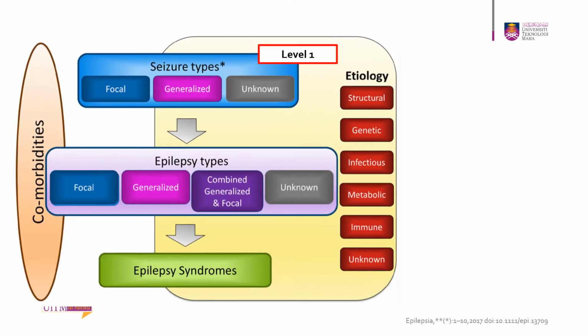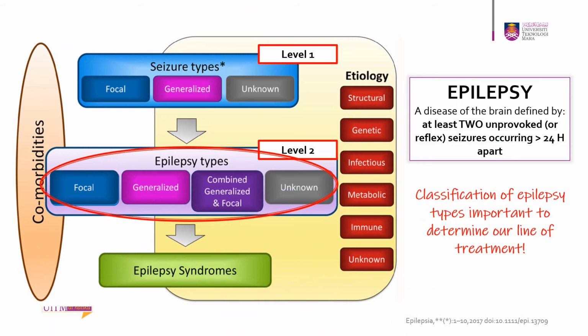Coming back to the framework by ILAE, Level 2 is epilepsy types. Classification of epilepsy type is important to determine our line of treatment. It can be categorized into 4: focal, generalized, combined generalized and focal, as well as unknown.